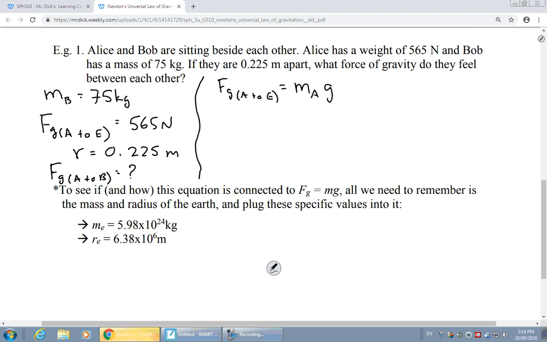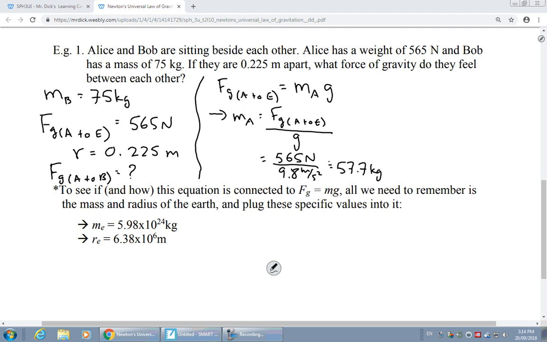Specifically in our case, though, we want to know just the mass of Alice. And so it's going to be the force of gravity from A to E divided by the value g. Or in other words, it's going to be 565 newtons divided by 9.8 meters per second squared. When we do all of that, we get approximately 57.7 kilograms. So that is our approximate measurement of Alice's mass.